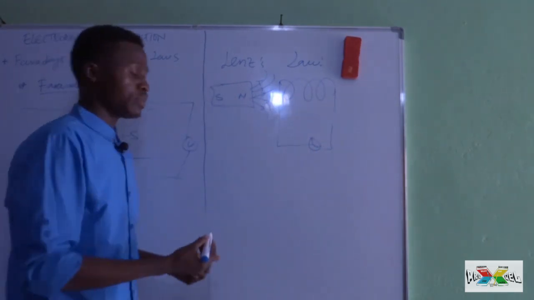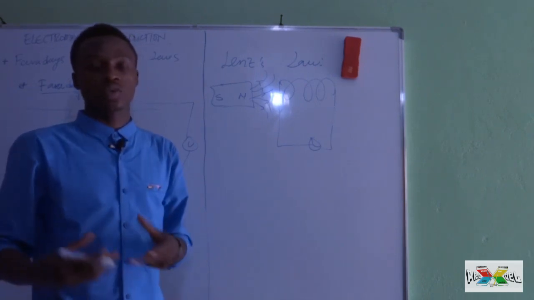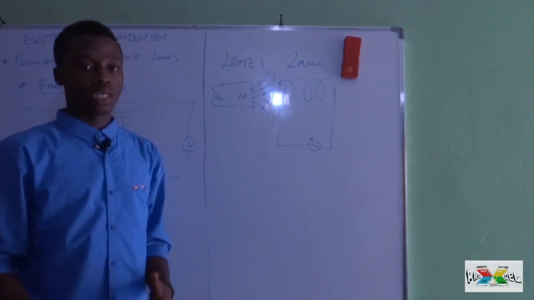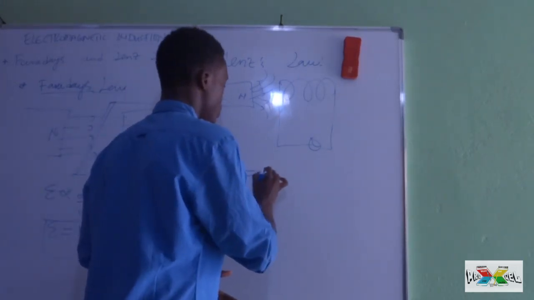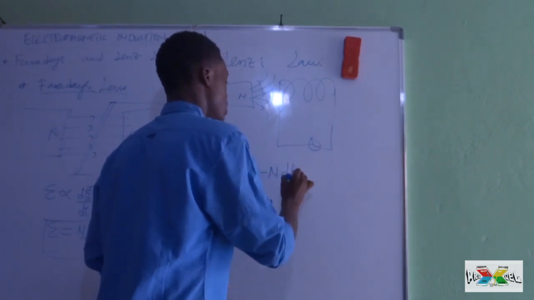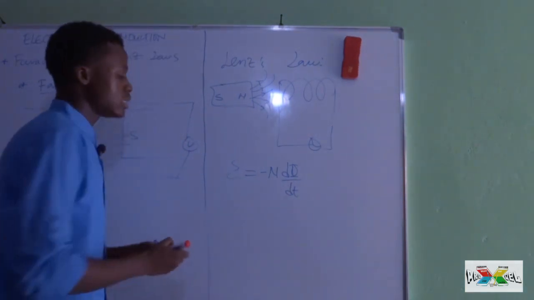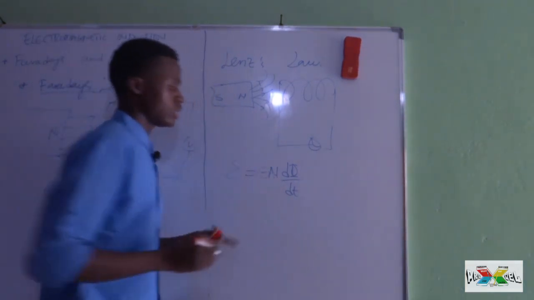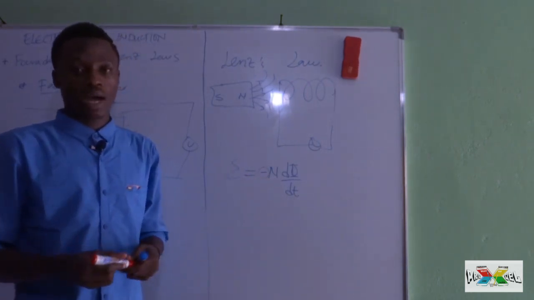So Lenz's law simply states that the induced EMF in a conductor will always act so as to oppose the changes producing it. Writing it, you simply have epsilon, which is the induced EMF, equal to negative N d phi by dt. So what you should note here is this negative. This negative now represents the direction in which the induced EMF is going to act.